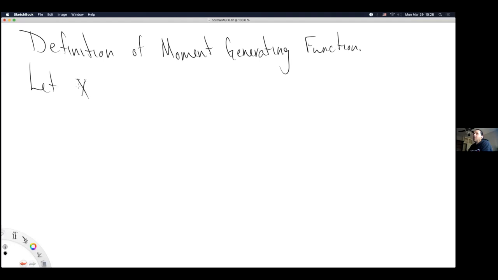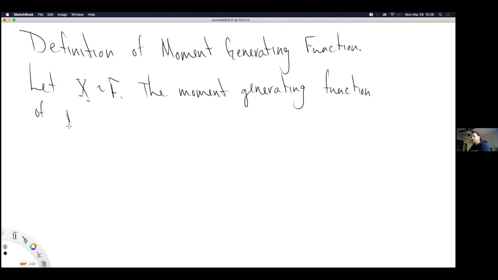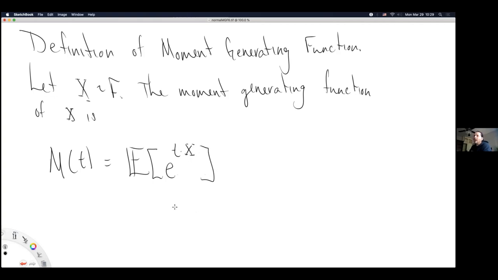So let's say we have a random variable x that follows some distribution. It doesn't matter what that distribution is. The moment generating function of x is defined to be the expectation of e to the t x. We're actually defining a new function M, a function of t, that is the expectation of e to the power of t times x. And that is defining for us the moment generating function M.